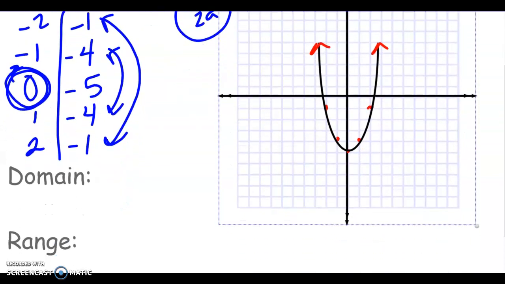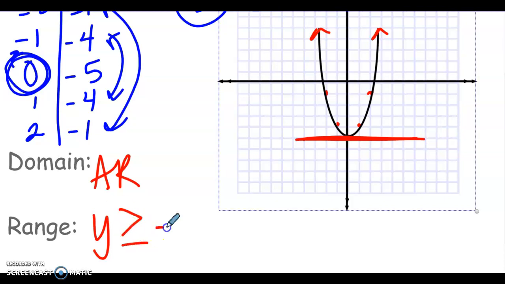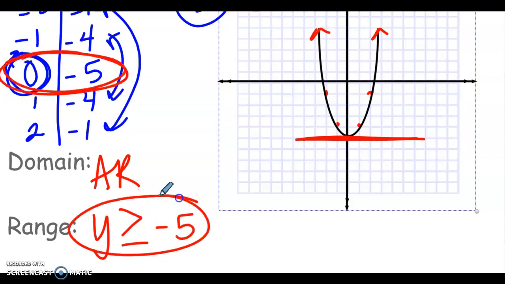Domain. We're working through our domain. Domain is always all reals. And then my range, in this case, it's y. The point that we're stopping at here is negative 5. But it's going above, so y is everything greater than or equal to negative 5. Okay, it's going to be what that vertex is that's going to help you out.